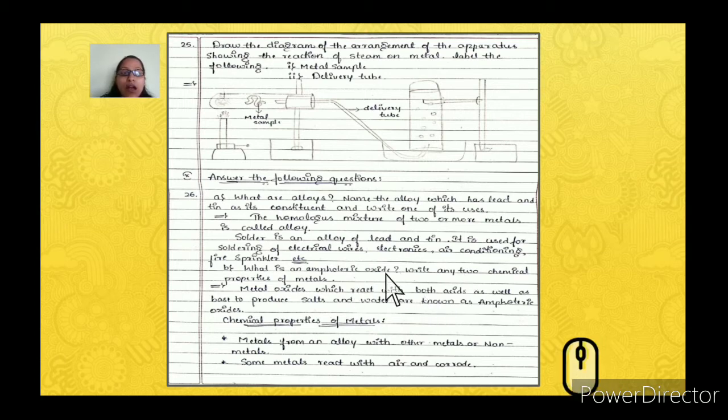So what are amphoteric oxides? The oxides or metal oxides that can react with both acids and bases, and they produce salts and water, are known as amphoteric oxides.